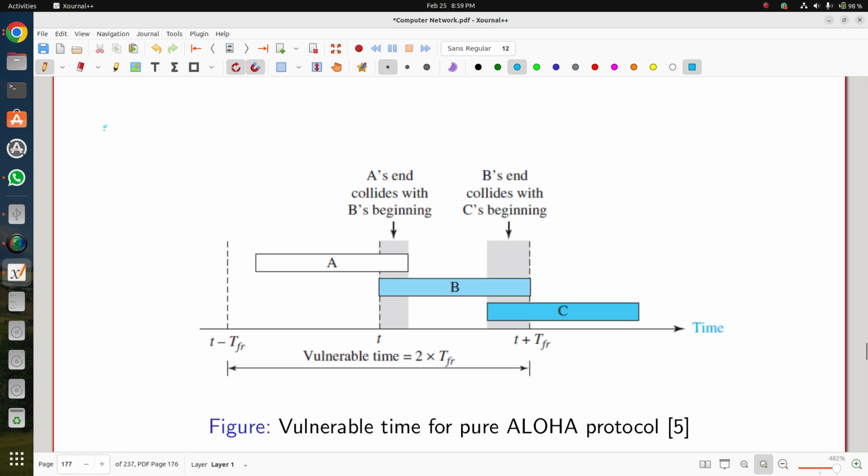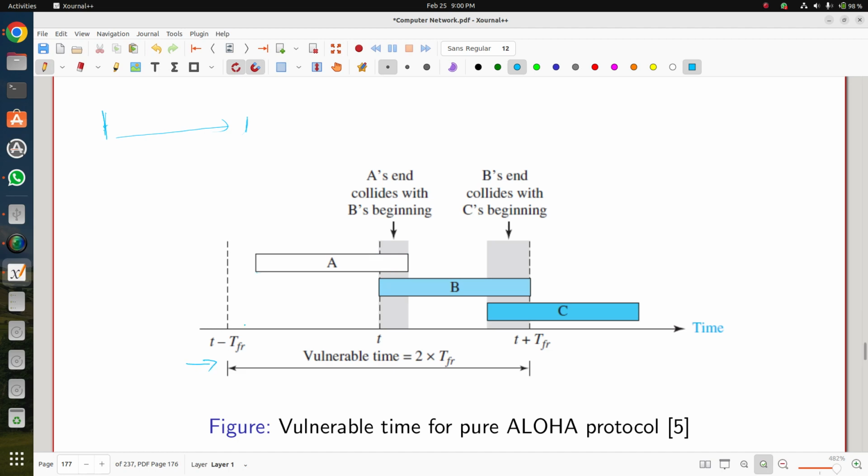Vulnerable time is a time duration that says that if within that duration, suppose this is the vulnerable time, only one frame is transmitted, then your transmission will become successful. But if within the vulnerable time there is more than one frame, then there will definitely be a collision. So let's try to understand this. Suppose that this is a frame A which is being transmitted. Okay, now you see that this is another frame, so this is the time.